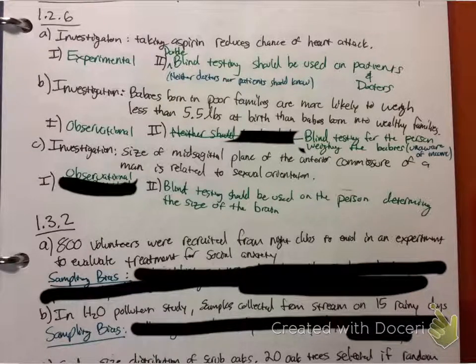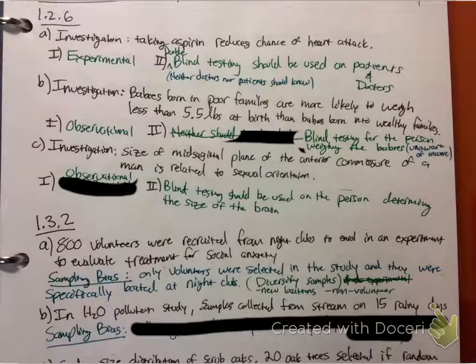Let's see what I put. So yeah, it's the nightclubs. There were volunteers from nightclubs to talk about social anxiety. It's obviously clearly biased. One way to make it less biased would be to diversify your samples by going to multiple locations and having non-volunteers, maybe, if that's possible, and again using a random number generator and assigning an X number of individuals to participate in your study.